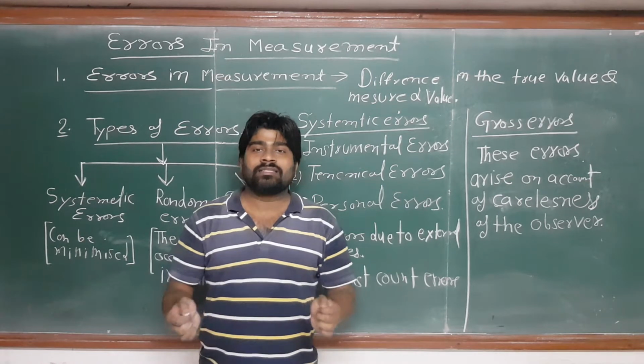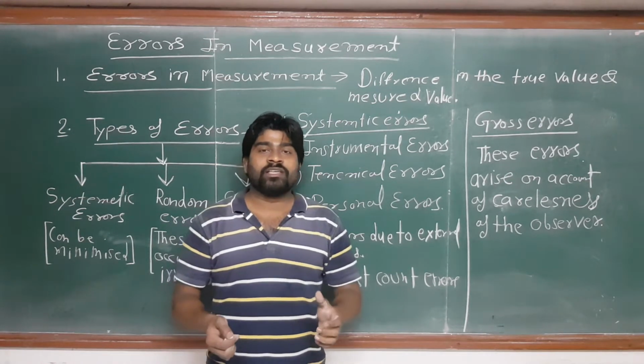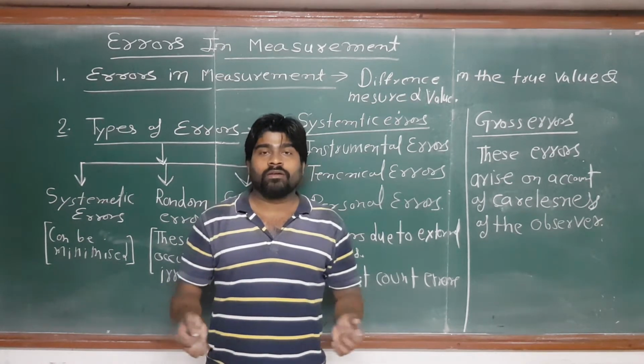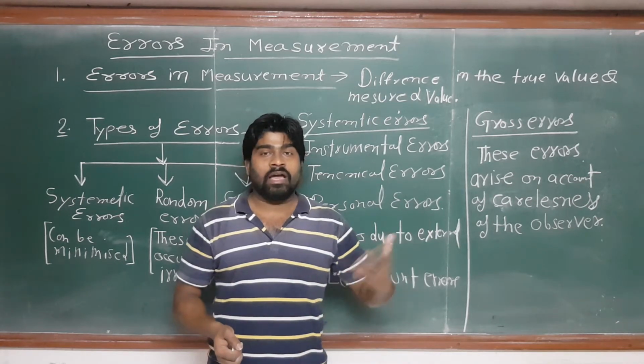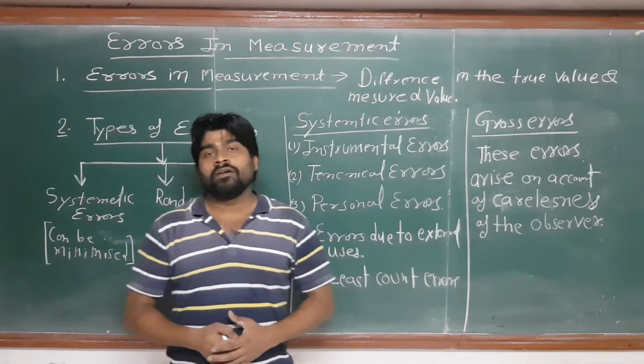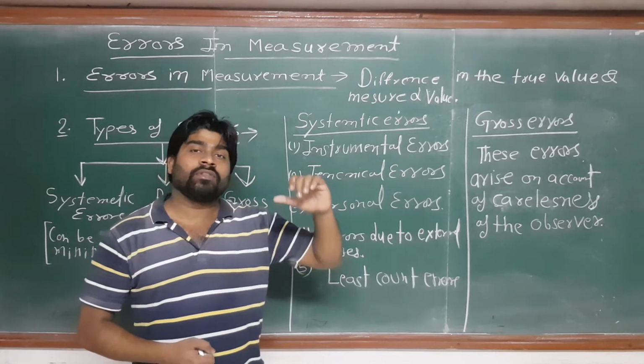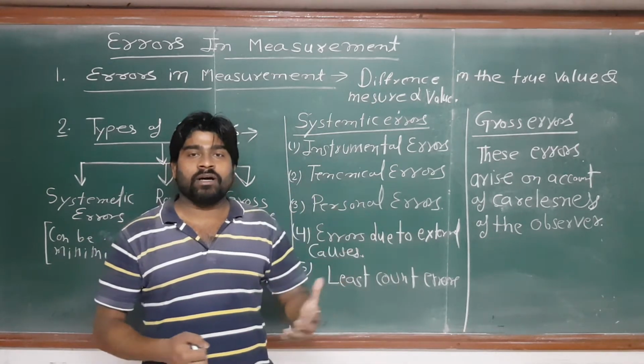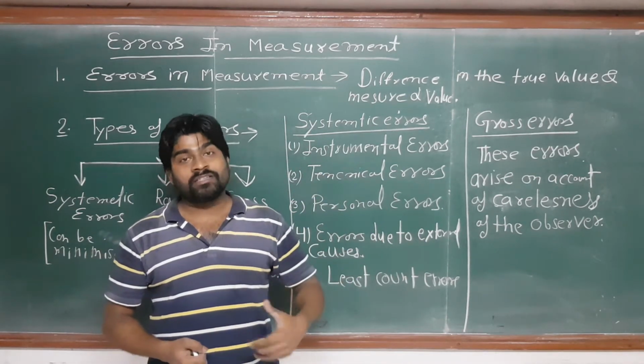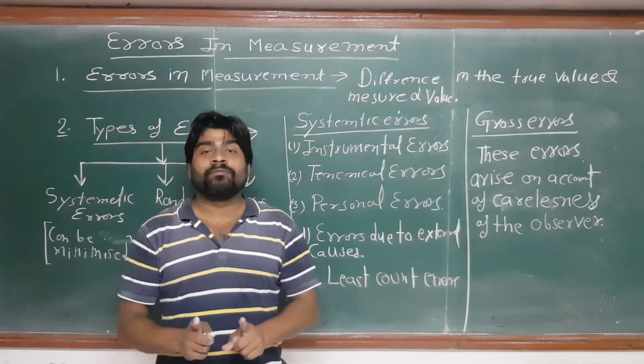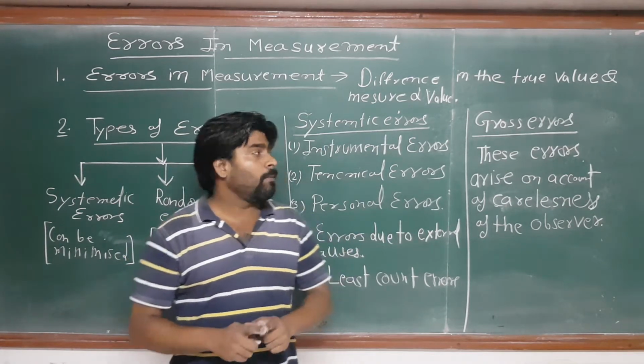Suppose we have a scale, by which we are measuring cloth, the length of a wall, the height of anything. Suppose the true value of the length is already mentioned by someone else, and we have measured it again, and if we find some difference, that's called the error in the measurement.